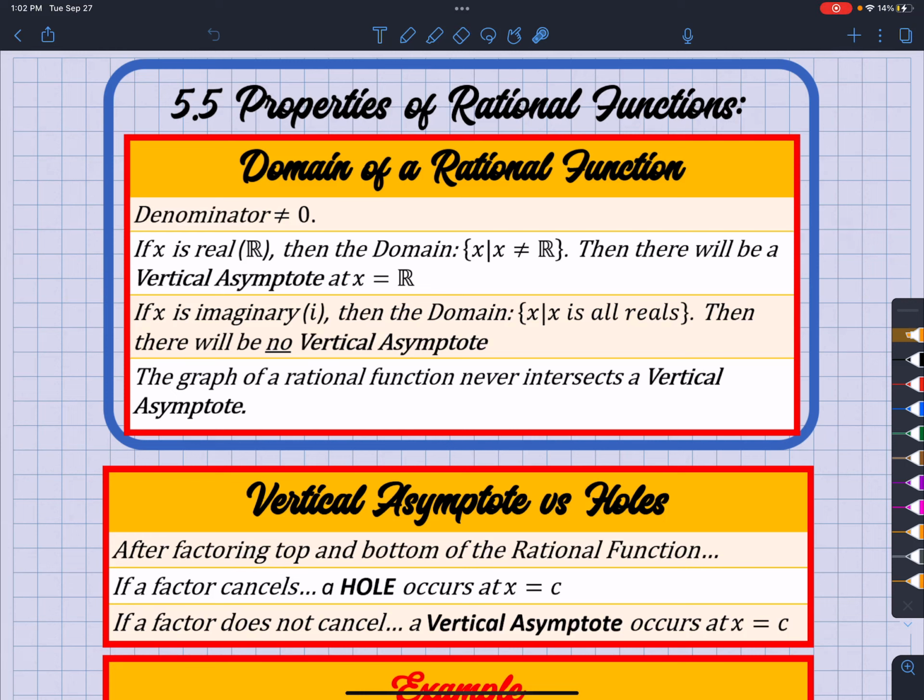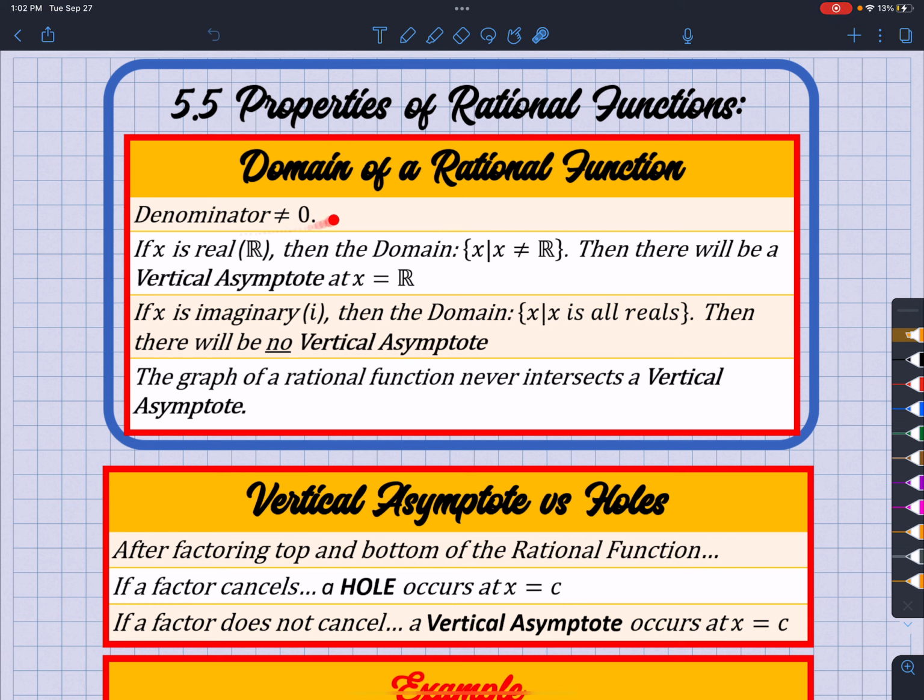All right, so we are talking about the properties of rational functions. And guys, don't forget, rational just means fractions, right? So we are talking about functions that are in fraction form. That means there is a numerator, a denominator, a top, a bottom, right? So what do we know about fractions?